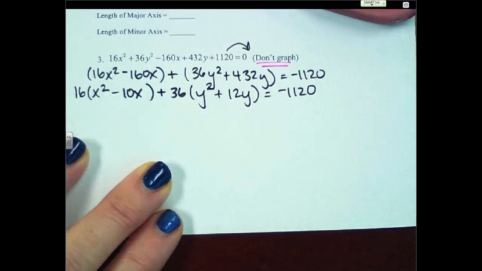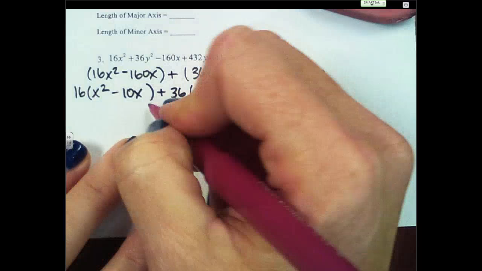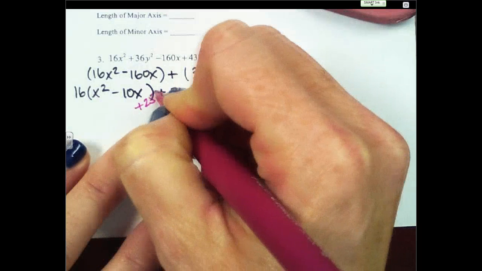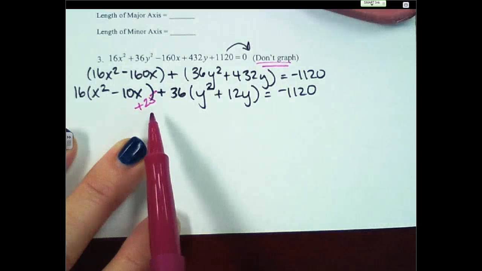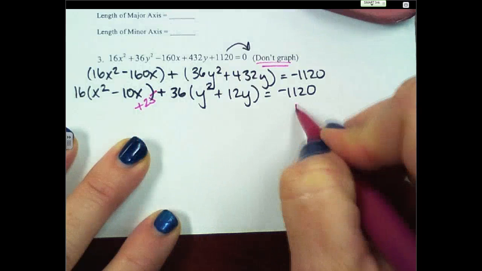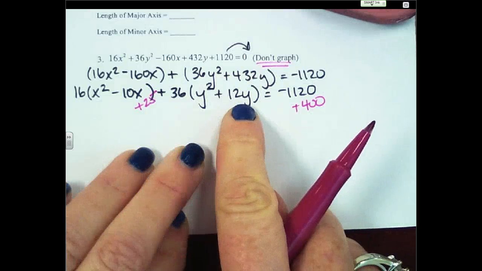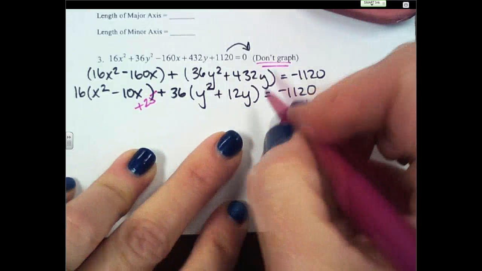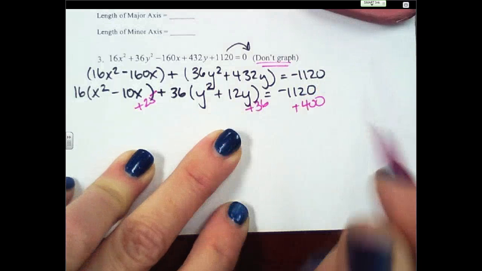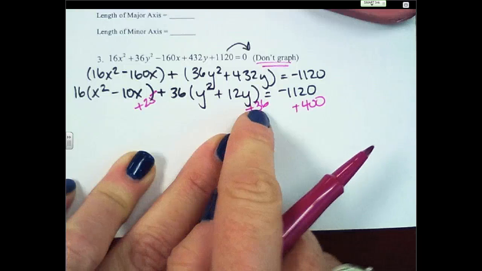Then I'm gonna complete the square, right? So half of 10 is 5, and 5 squared is 25. So this is like saying plus 25 right here. But it's not technically, this is what's gonna throw you off. It's not actually 25, it's 16 times 25, which would be 400. Down here, on the y's, half of 12 is 6, so you square it and you get 36. But really it's 36 times 36, which is 1296.